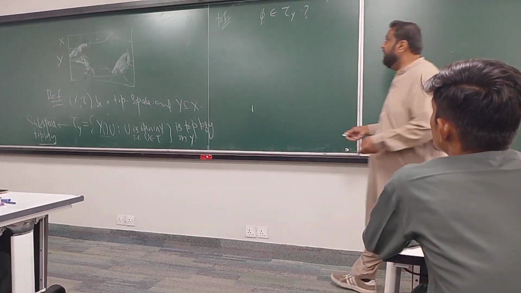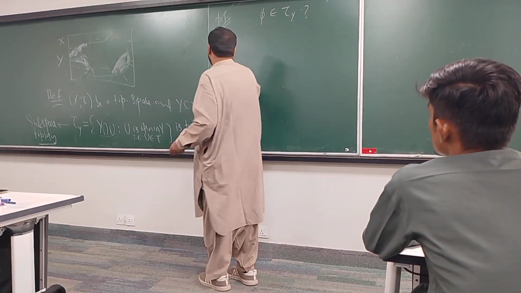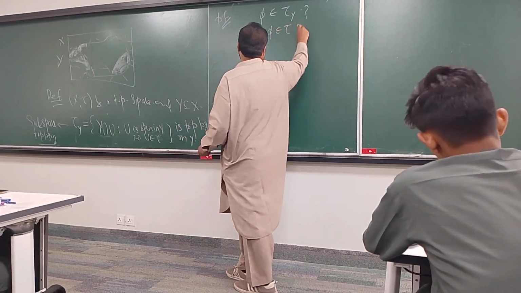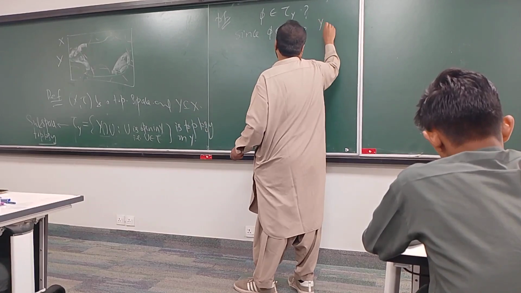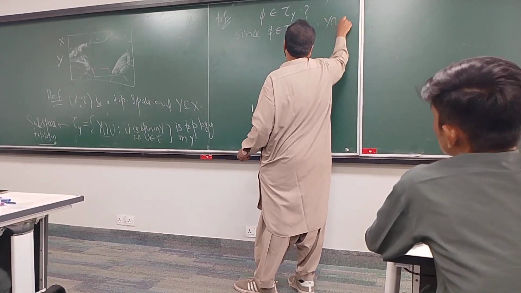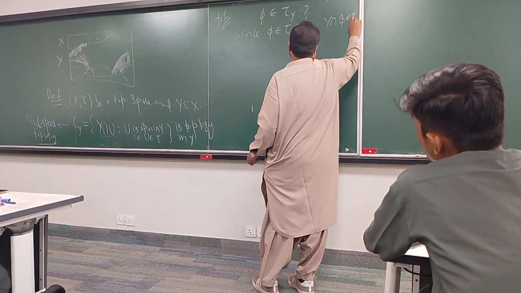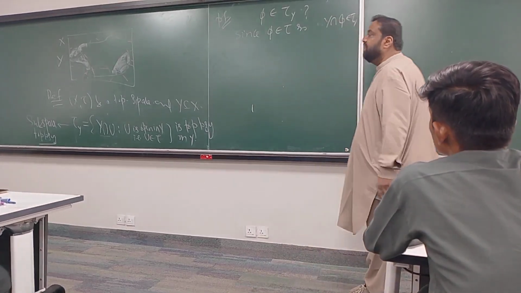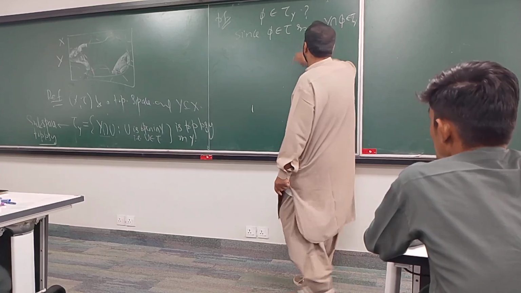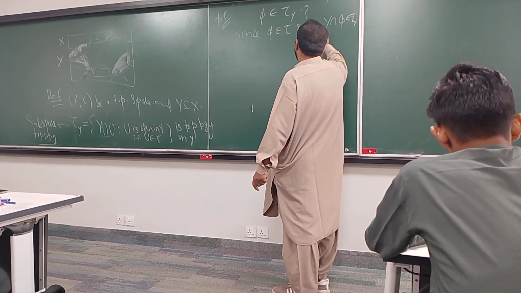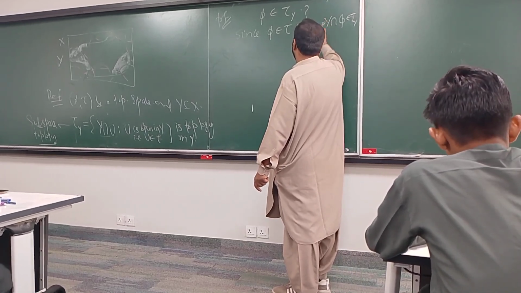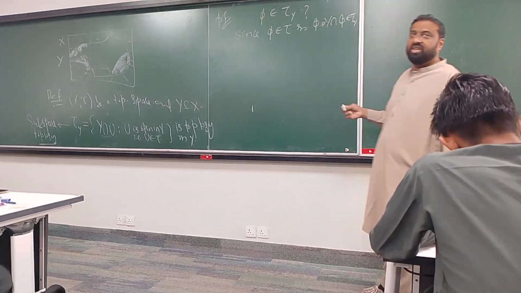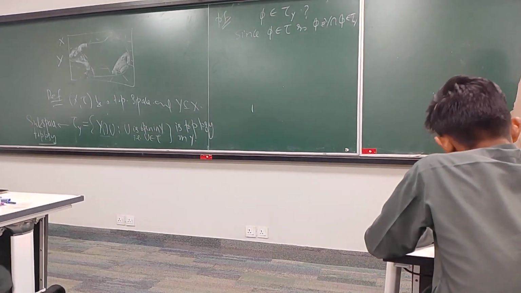The empty set. Okay. Now since phi is in tau, there must be Y intersection empty set in tau Y. This must be inside that. Then what is this quantity? What is this object? That's the empty set. If you intersect something with the empty set, it is the empty set. This shows that.